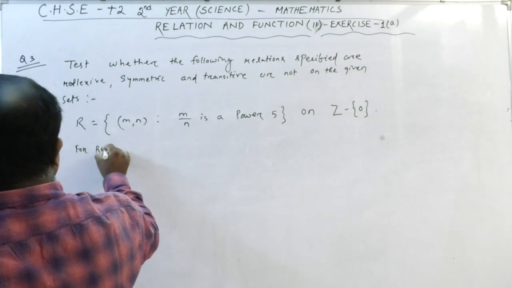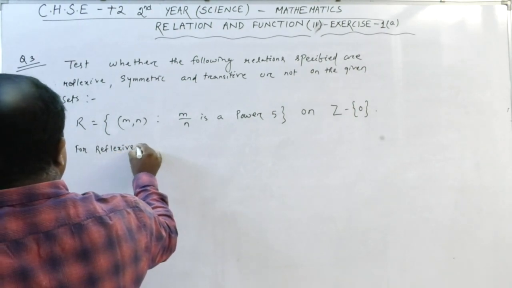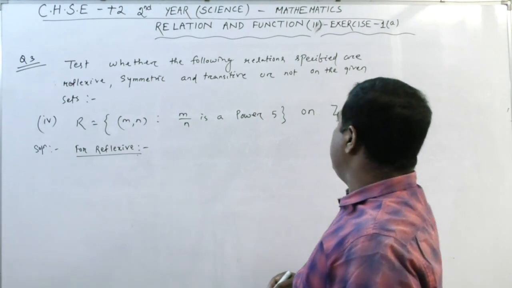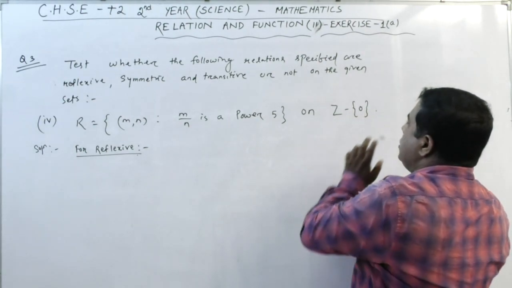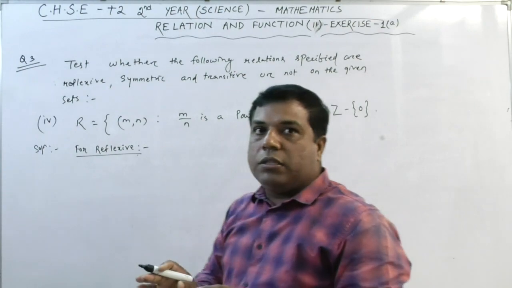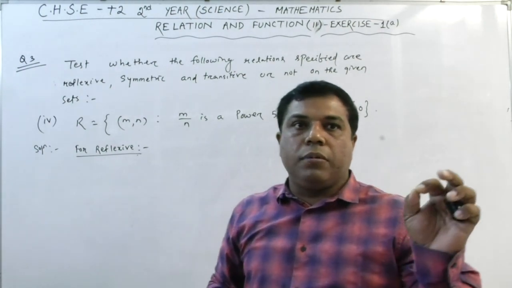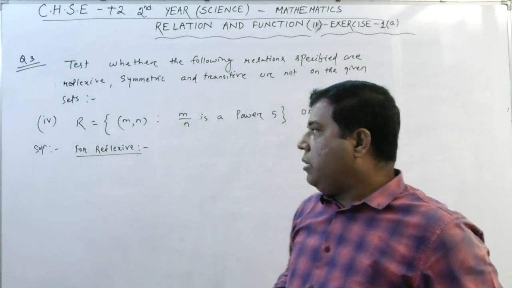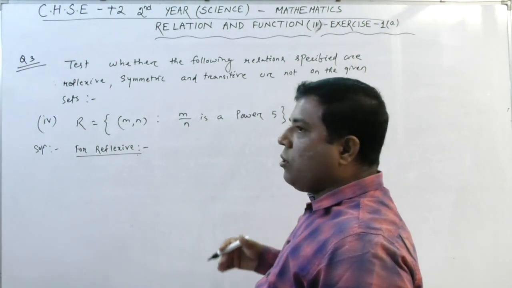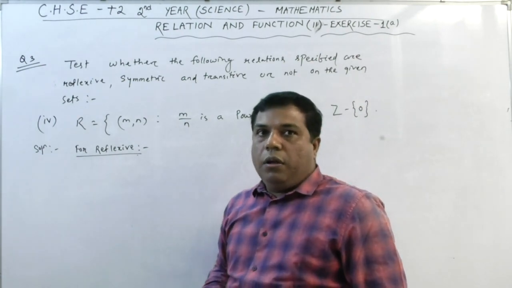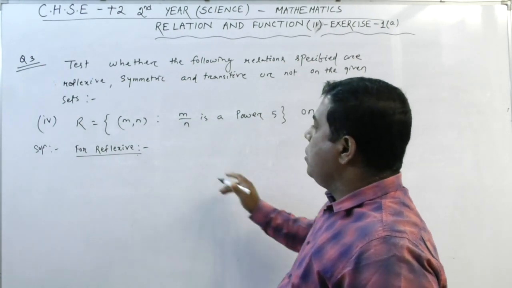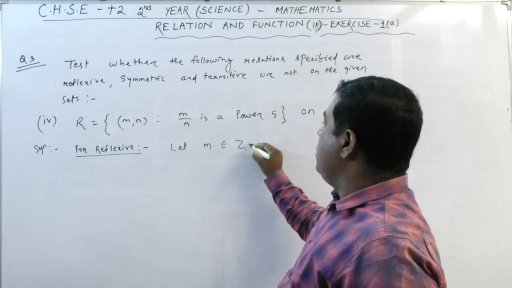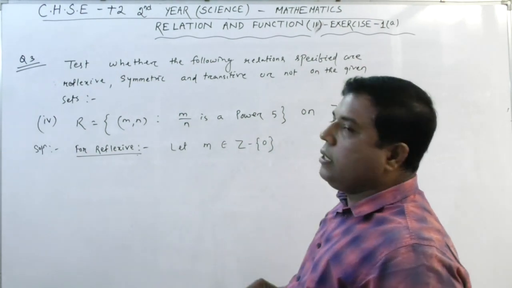So I am going to check for reflexive. As we solved in the previous problem, let us take an arbitrary element from the set Z minus 0. Z minus 0 means the set of all integers except the integer 0. So all non-zero integers are there in the set. Let m be any element belonging to the non-zero integers.